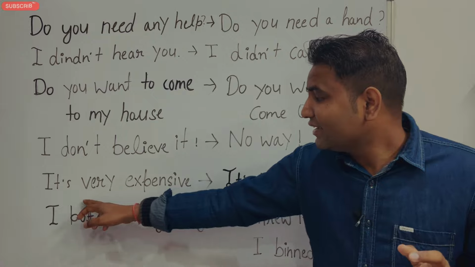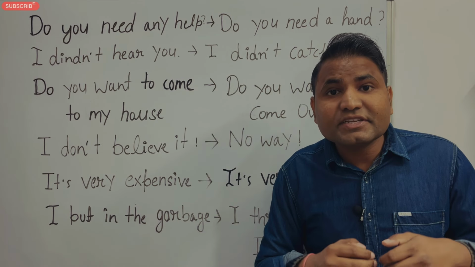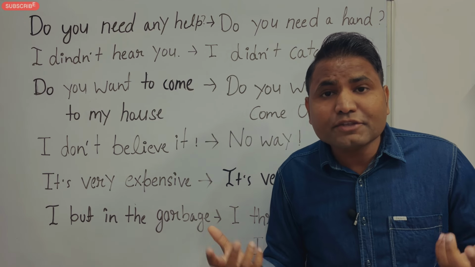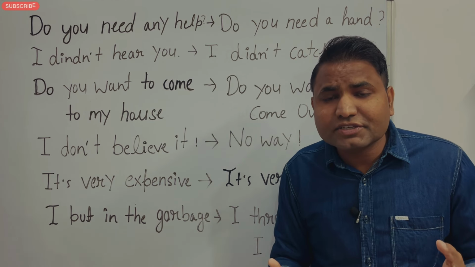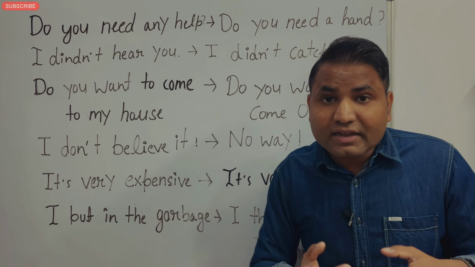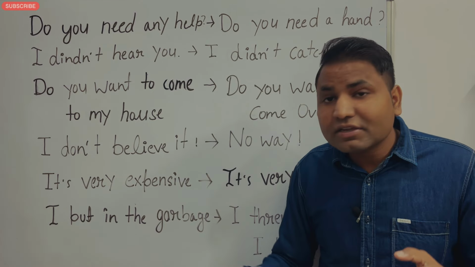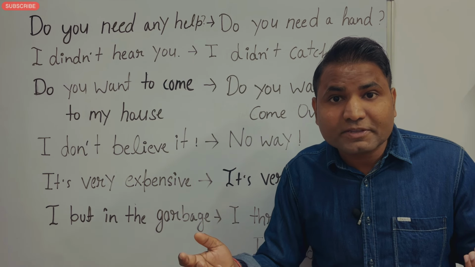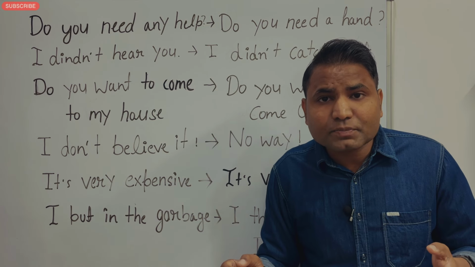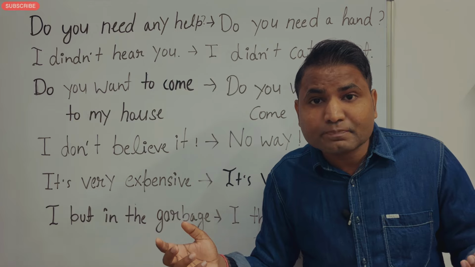Now you can say, it's very expensive, right? When we visit the market or go outside and are buying any product, and we can't afford it because the price is much too high, what do we say? It's very expensive. That phone is very expensive. The TV is very expensive.